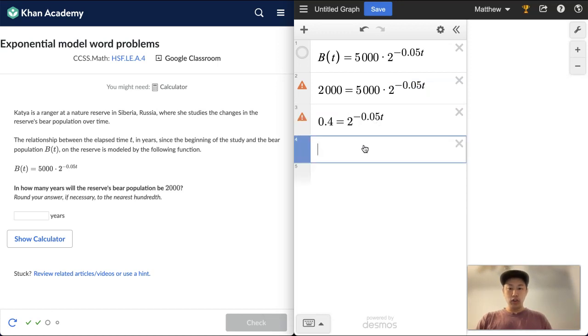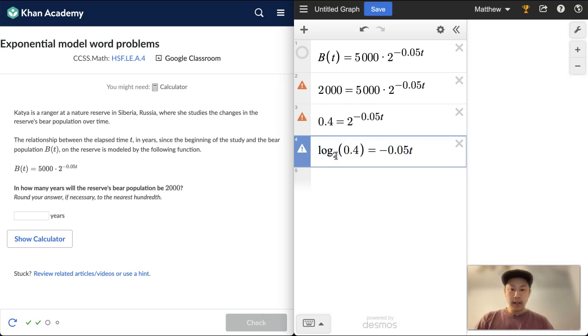Okay, so let's convert into log form now. I'm going to start with my log, the same base as your exponential term. So log base 2 of 0.4 is equal to negative 0.05t. I know I go through it quick, but always double check your around the world method. You can even write it wrong, check it, and then make an adjustment.